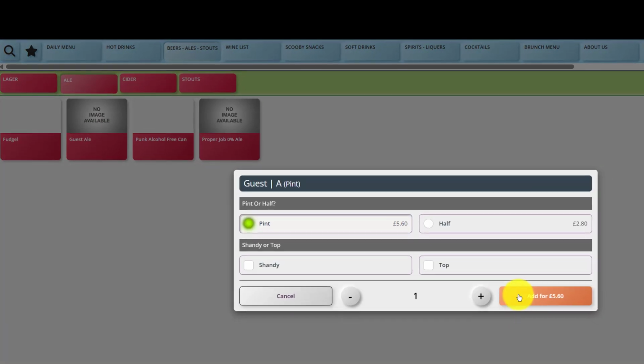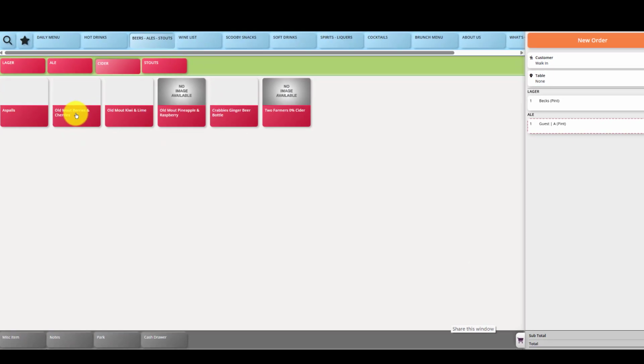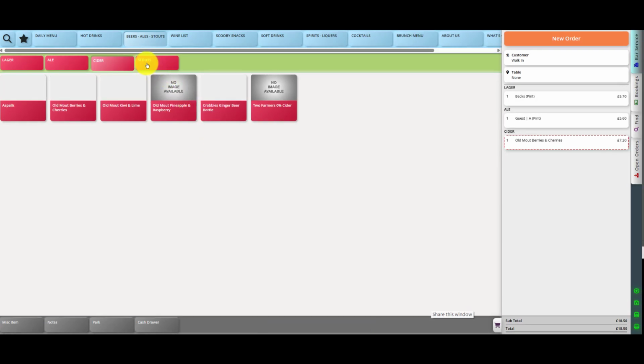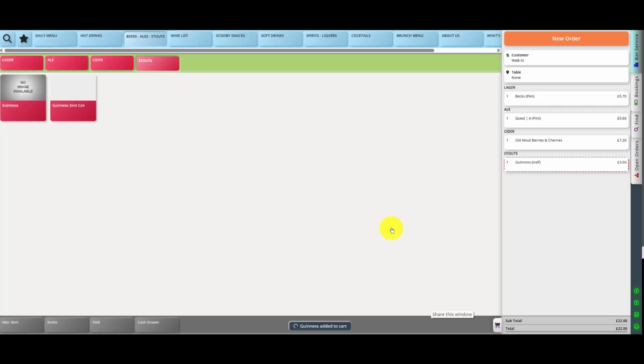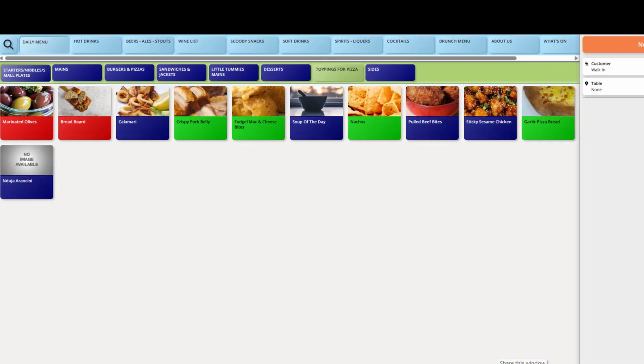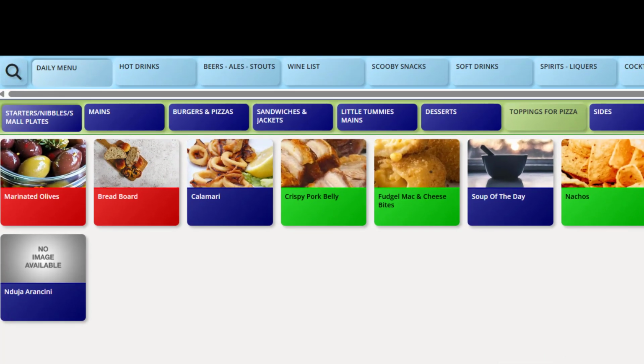This is a test environment, by the way, so there are no photographs. I'll show you the difference of what it looks like with photographs in just a moment and then come back to the test environment. Don't forget your Epos in Tillex is also your website, should you wish to take online orders. There, doesn't it look nicer? Back to the test environment.